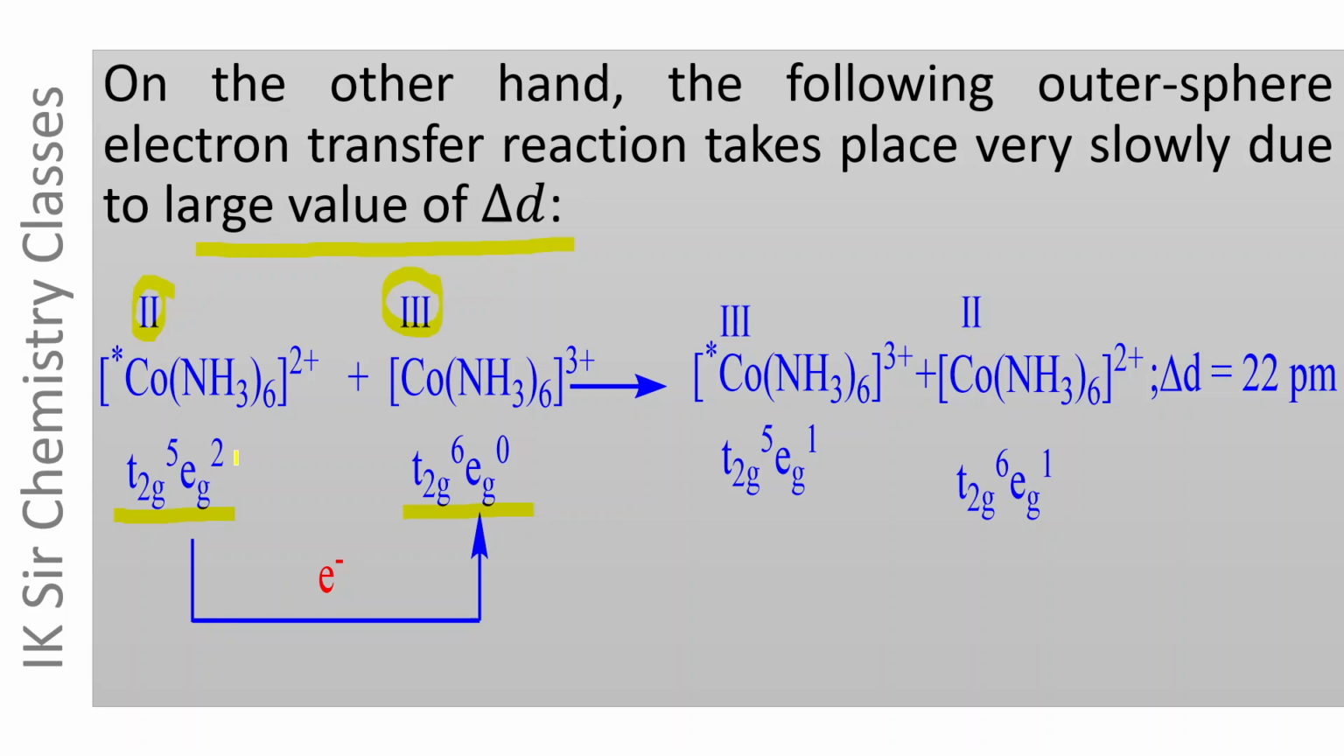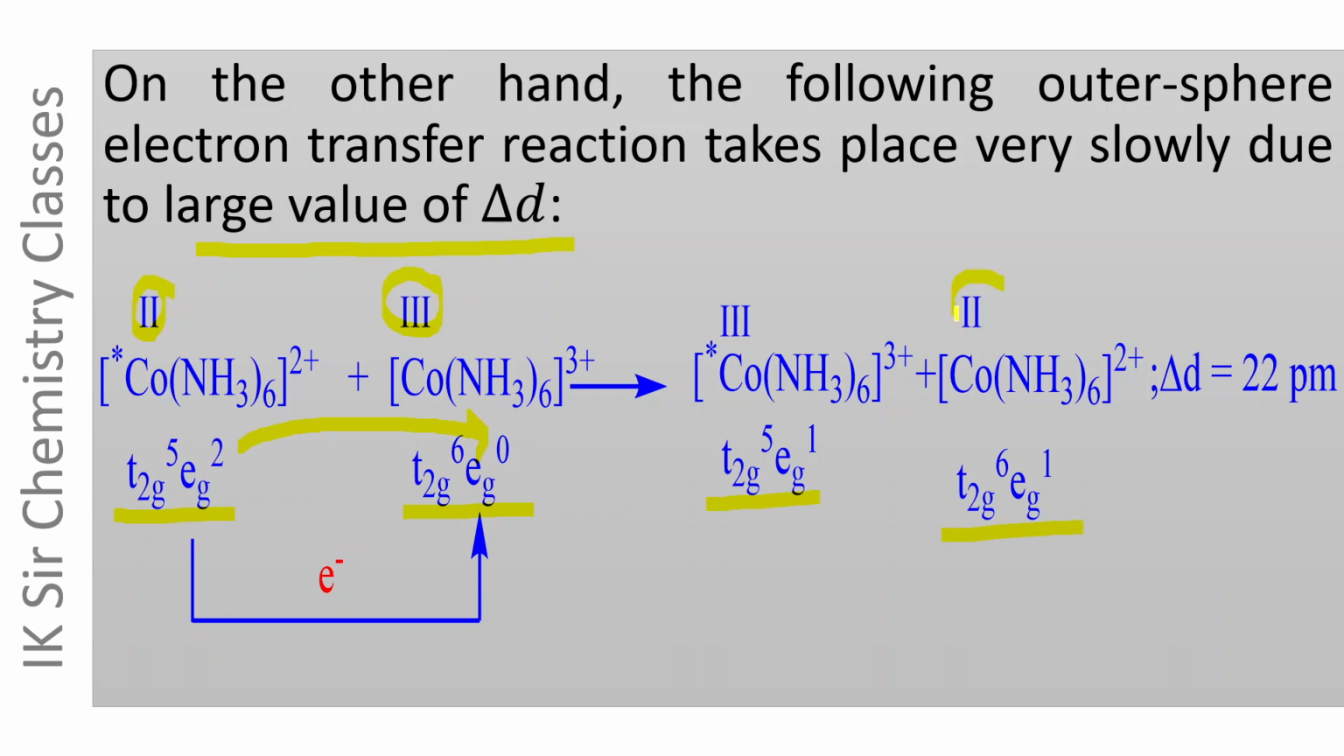If this electron is transferred directly from eg2 to eg0, the electronic configuration should be t2g5eg1, because one electron has been transferred from eg to here, and its electronic configuration should be t2g6eg1.